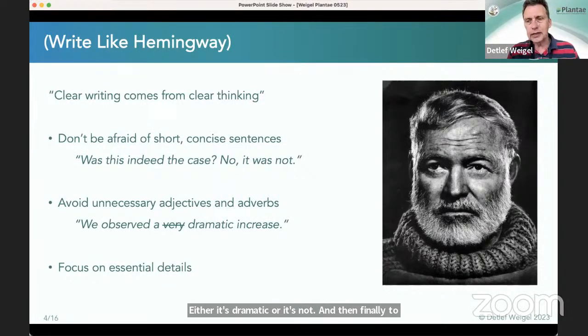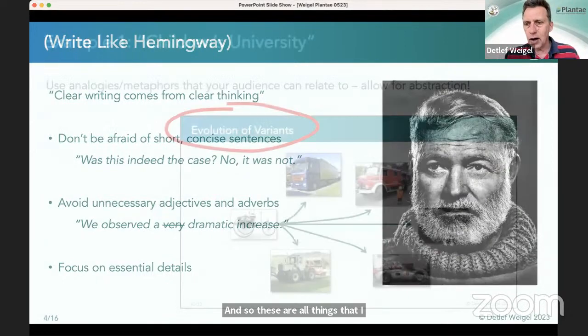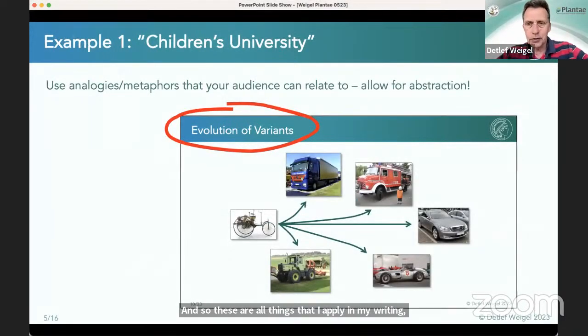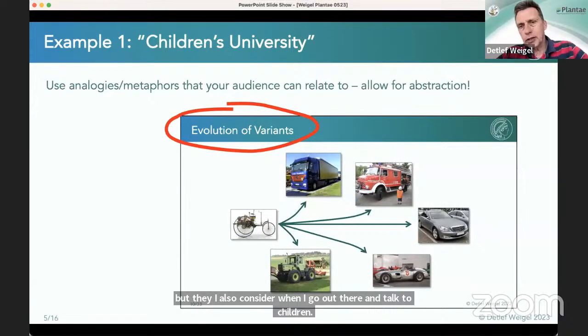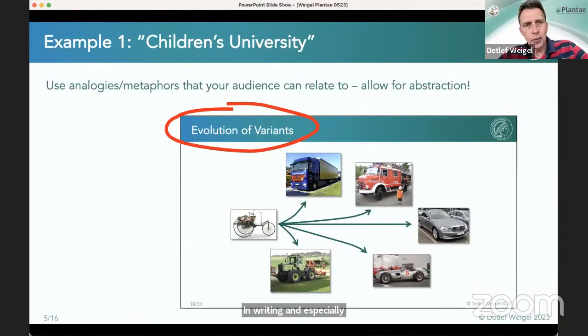And so these are all things that I apply in my writing, but I also consider when I go out there and talk to children. In writing and especially in science communication, I think it's very important to think of analogies or metaphors that your audience can relate to, because this allows them to abstract.